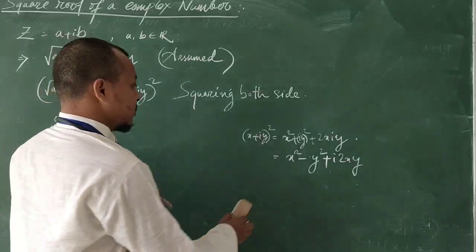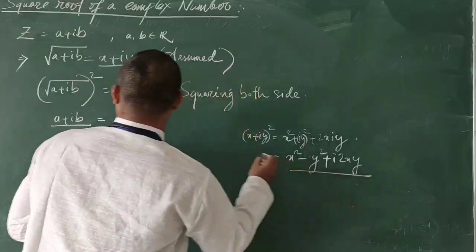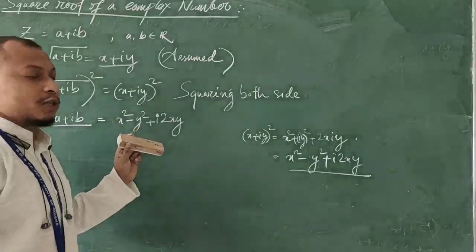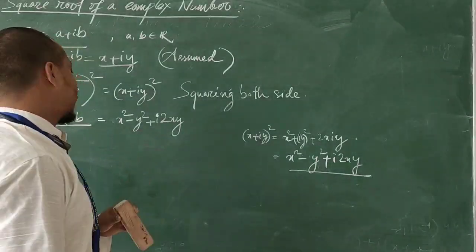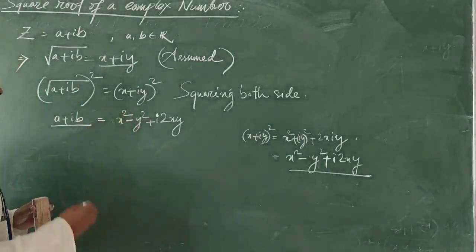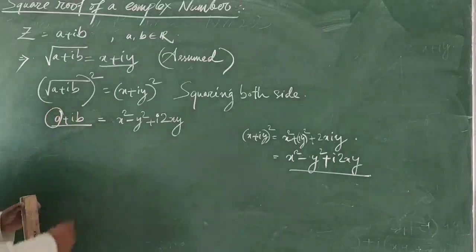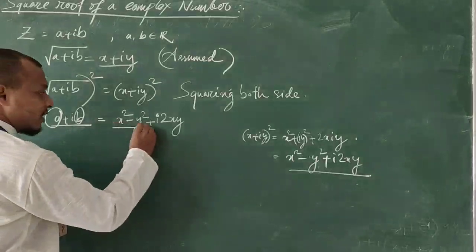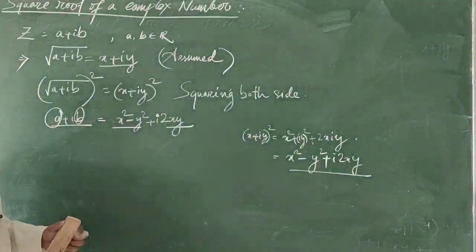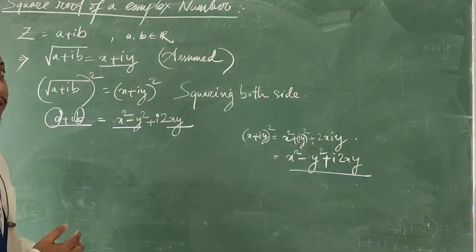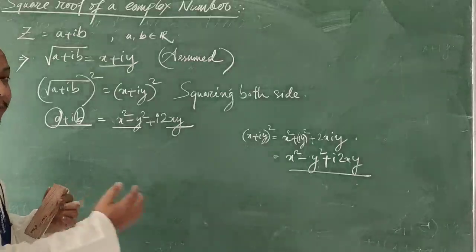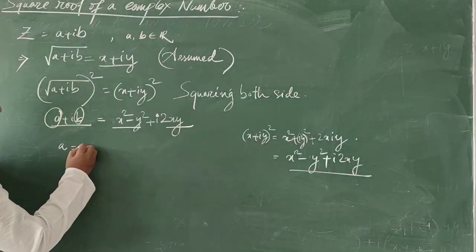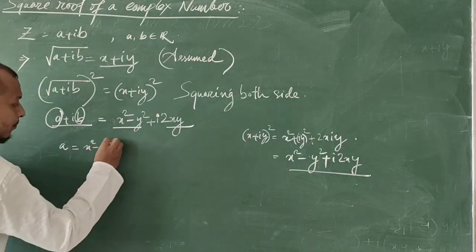So here we are going to write a plus ib equal to x square minus y square plus i into 2xy. Here you see this is the real part and this is the imaginary part. On this side also, this is the real part and this is the imaginary part. So we are going to separate them and say separately what the real part is and what the imaginary part is. So a is the real part, so a must be equal to x square minus y square.